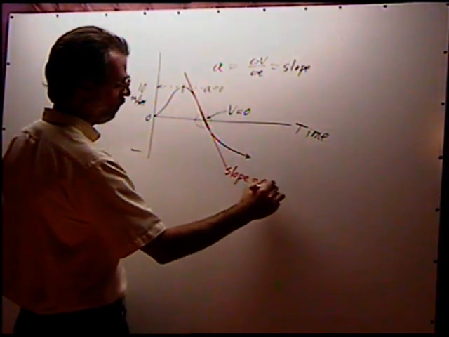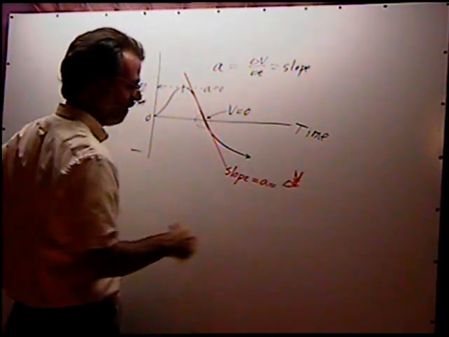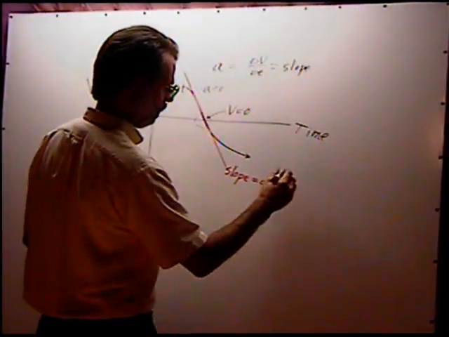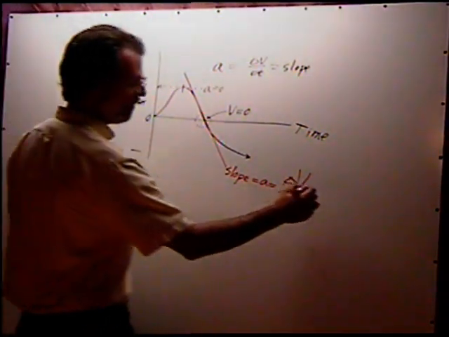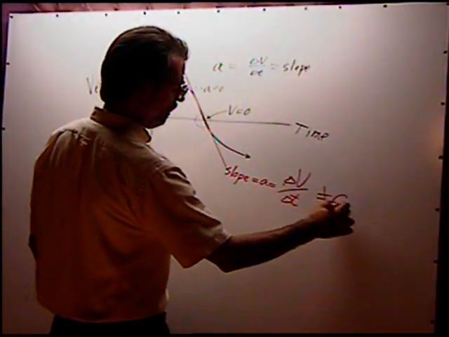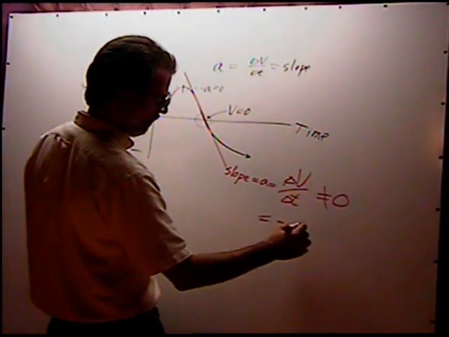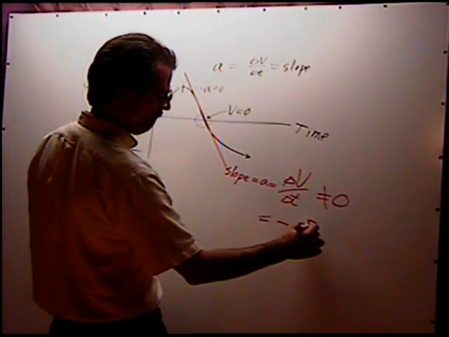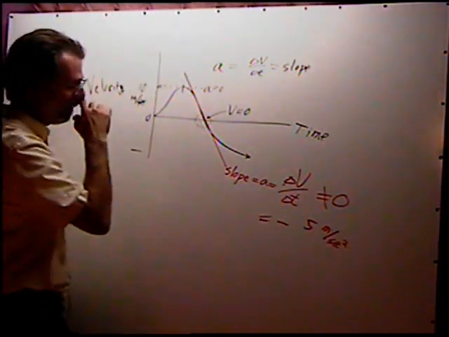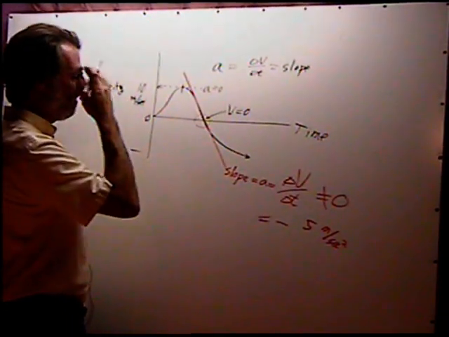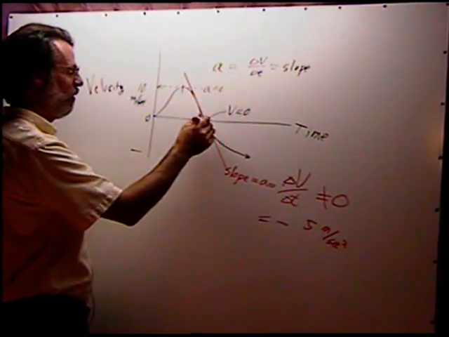So the slope here is an acceleration, which is a change in velocity over a change in time. And this is not equal to 0. This is some number. It's a negative number. Maybe it's negative, I don't know, 5 meters per second squared. I'm just making these numbers up, but notice that this slope goes right through the 0 point.